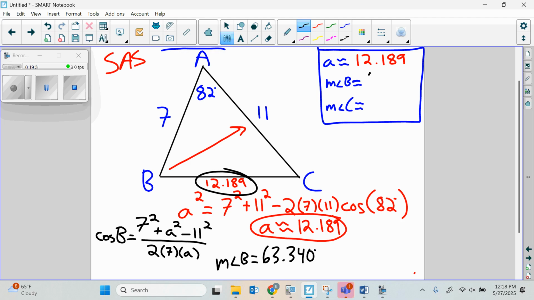So I'm going to put that up here, 63.340 degrees. To get angle C is going to be even easier. I just have to remember that triangles add up to make 180. So now I'm going to do 180 minus the two angles I have: the 82 degrees from angle A that was given, and the 63.340 degrees that I just solved for in this problem. So watch how easy it is to get angle C.